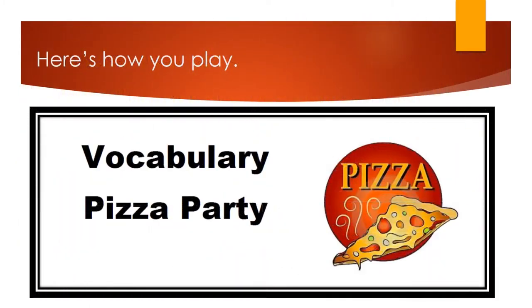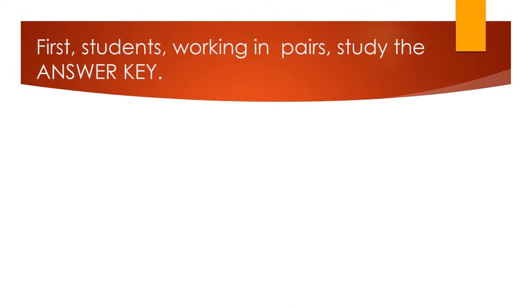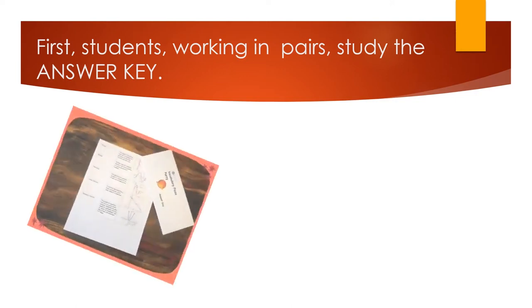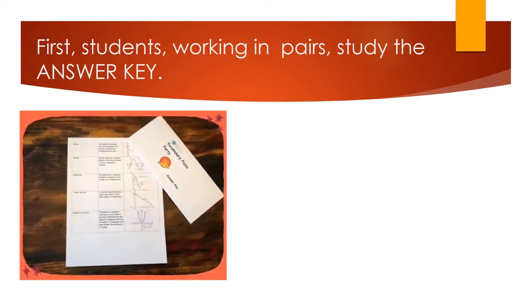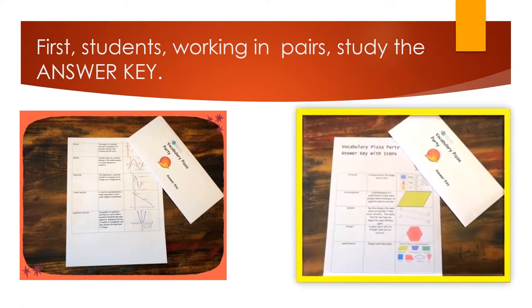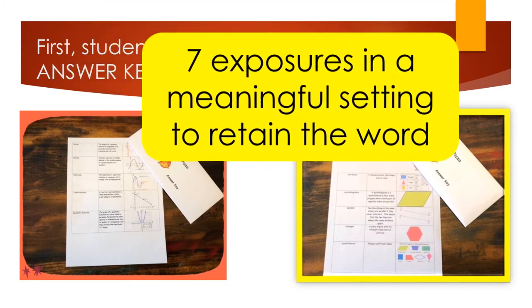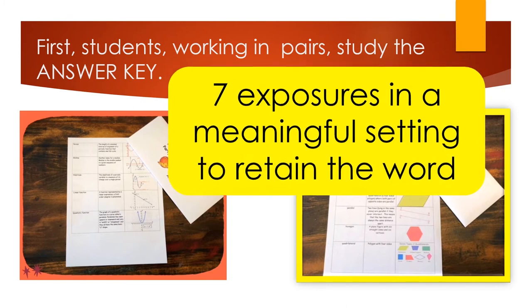Here's how you play Vocabulary Pizza Party. First, students working in pairs study the answer key. Why would we give them the answer key? It's simple. We want them to learn and use the words with fluency. A person needs at least 7 exposures to a word in a meaningful setting for them to retain the word. It's all about impression, impression, impression.